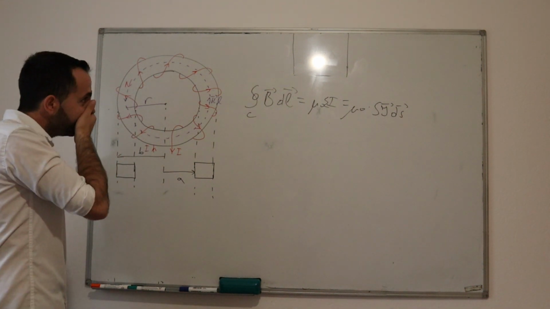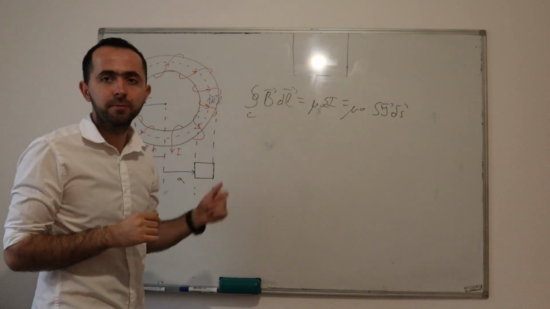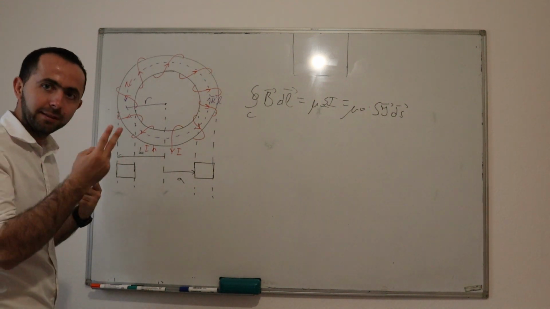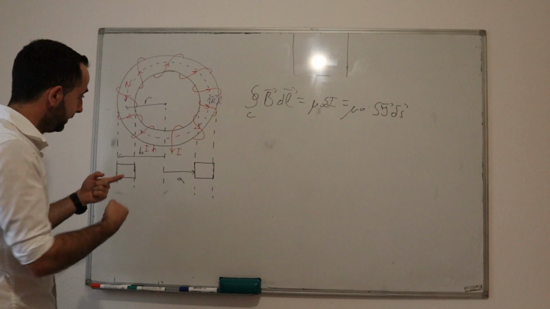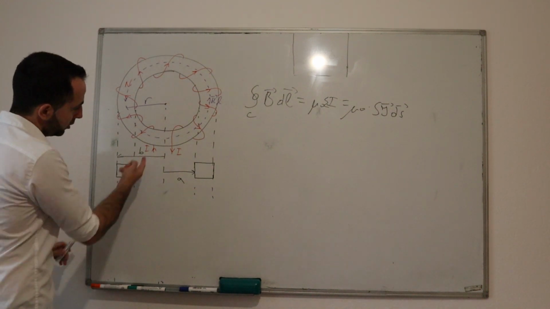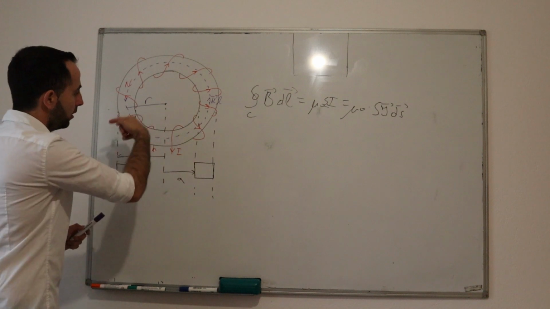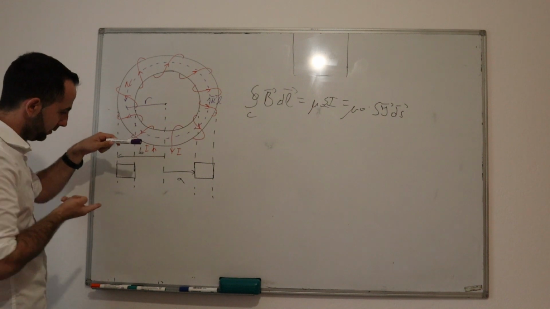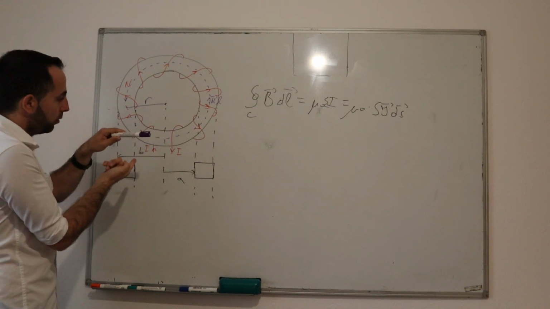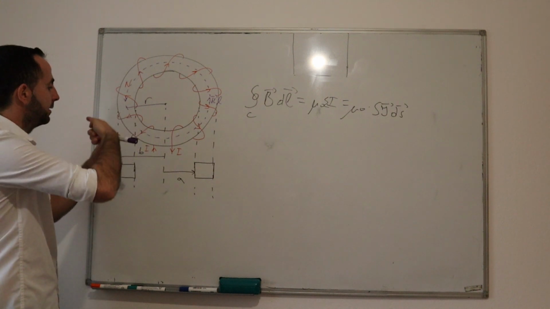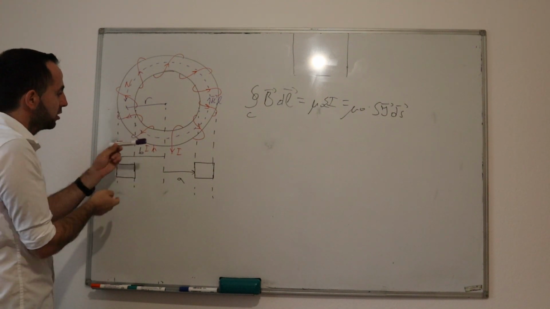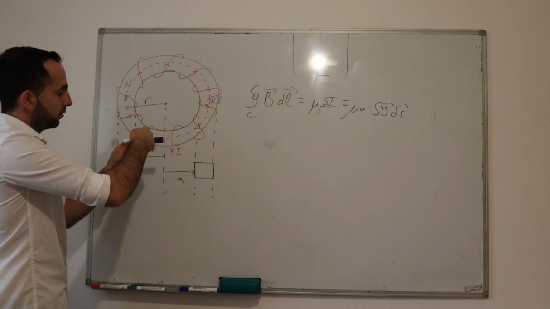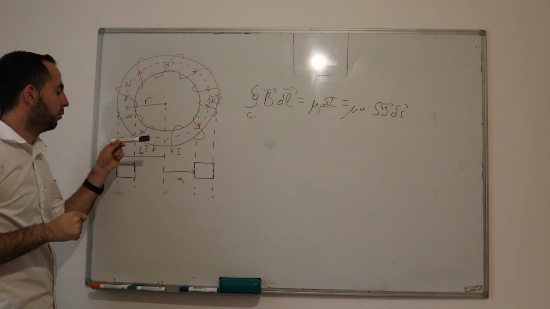But we need to determine the direction of B. How do we determine the direction of B if we have toroids? Well, two things are important: the direction of current and the way in which this conductor is wound. As you can see here, this conductor firstly goes down below, below the torus, and then goes this way, and this is the direction of our current. But here, it goes from inside, goes up, and comes towards you, for example.